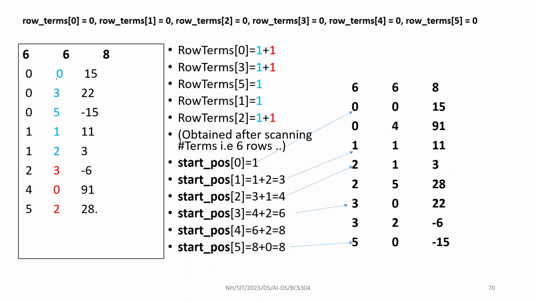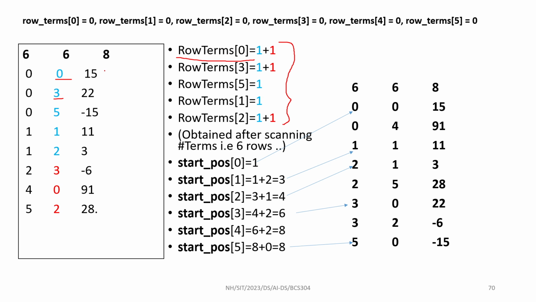I'll be counting or keeping track of the number of entries of zeros, number of entries of 1, that column 1, 2, 3, 4, like that. I'll be using a one dimensional array. If there are 5 columns, 5 entries required. If there are 6 columns, I need 6 entries, like that. So that array is row terms. Row terms of 0. You start counting.